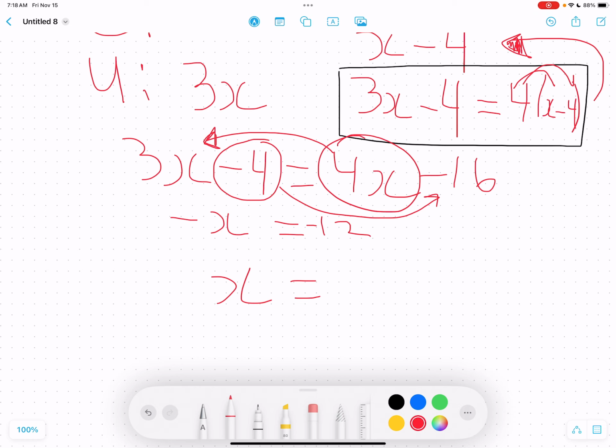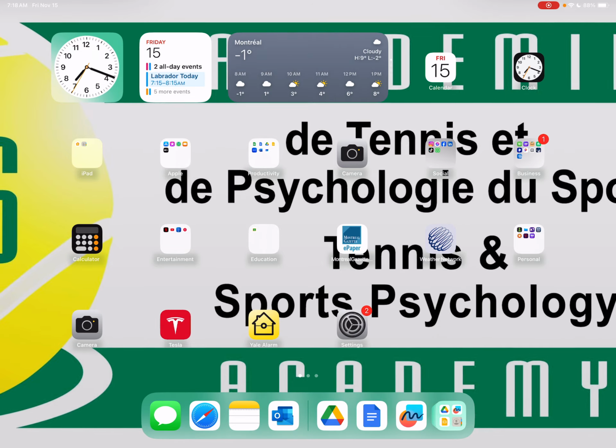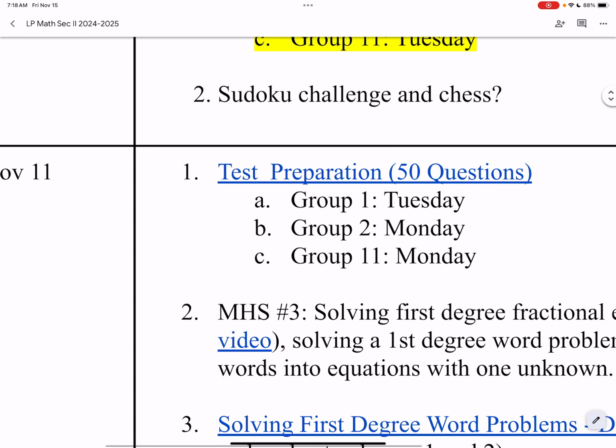You can't be negative 12 years old. You flip it and reverse it, you get X is equal to 12. And so that is the answer, and that's how you do it. And this, ladies and gentlemen, is how and what you should be studying for your test coming up.